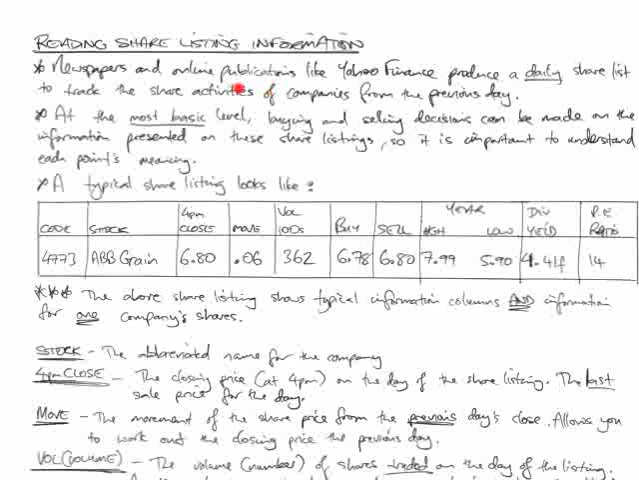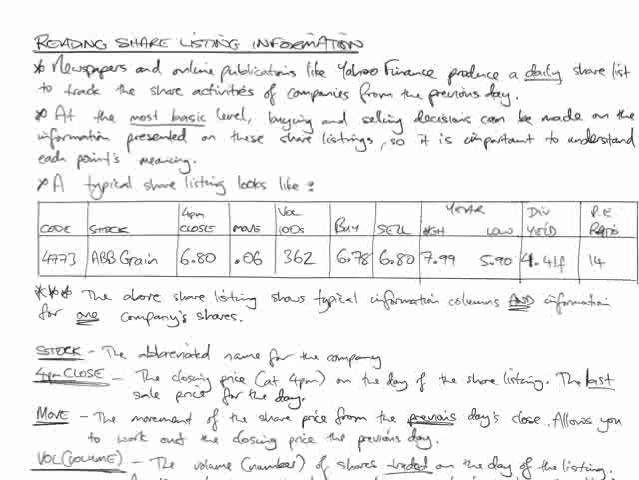Now newspapers and online publications, online being like Yahoo Finance, and we're going to use that in your DI, produce a daily share list to track the share activities of companies from the previous day. So at the most basic level, you can make buying and selling decisions using the info presented on these share listings. Obviously, you need to do more research if you want to make proper decisions, but you can, at a pinch, use these numbers that are presented daily to make a decision.